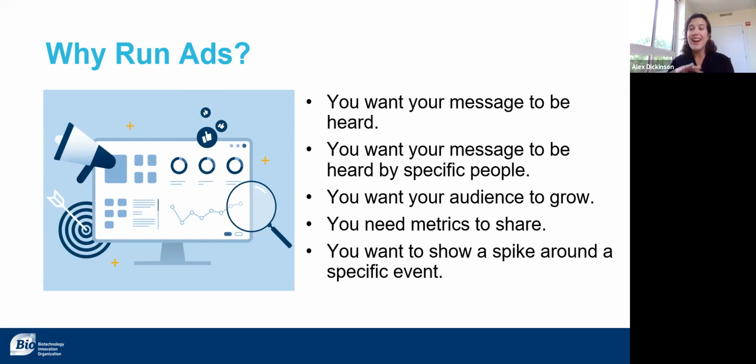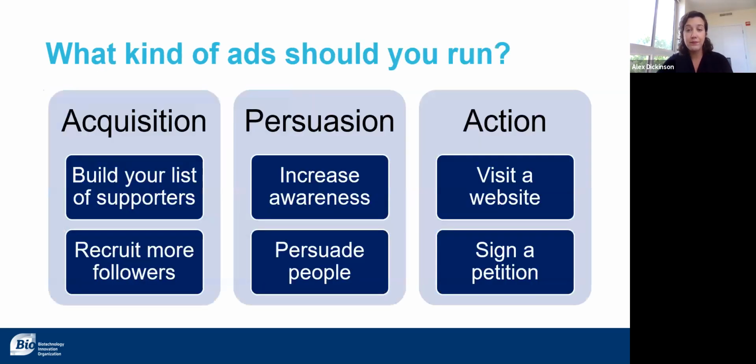Generally, though, there are three kinds of ads that I recommend and that we recommend to our clients who are doing advocacy campaigns. They are acquisition ads, persuasion ads, and action ads. Acquisition ads are going to be ads where you are building your list of supporters, or again, you are working to recruit more followers. They do tend to be a little bit more expensive than other kinds of ads, but it is, again, a great place where you can see that direct impact of your spend.